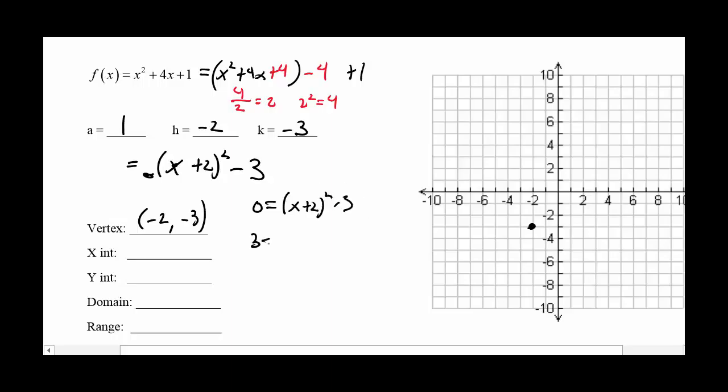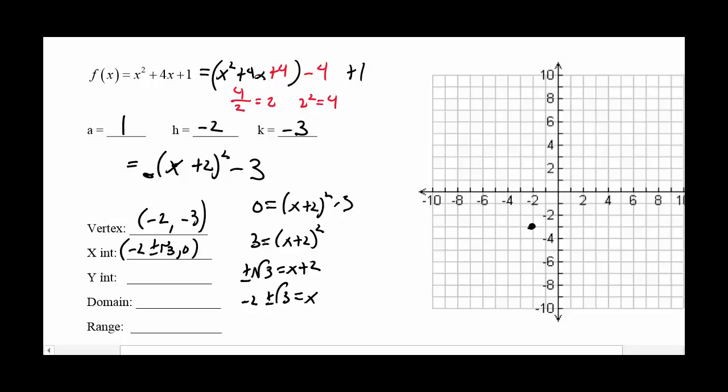So I'll bring the 3 over, and then we'll do the square root. Alright, so negative 2 plus or minus the square root of 3 equals x. So my two ordered pairs that it crosses the x-axis at would be negative 2 plus or minus the square root of 3.